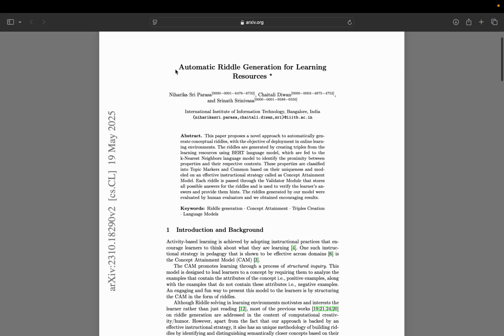Today we are going to discuss the paper Automatic Riddle Generation for Learning Resources. This paper proposes a novel approach to automatically generating conceptual riddles with the object of deploying in e-learning environments. We're going to briefly talk about the concept attainment model and then dive into the architecture of this riddle generation engine, followed by the evaluation methodology.